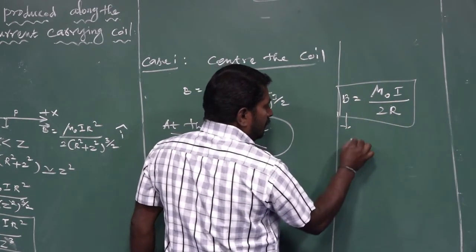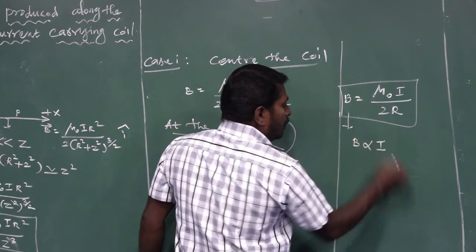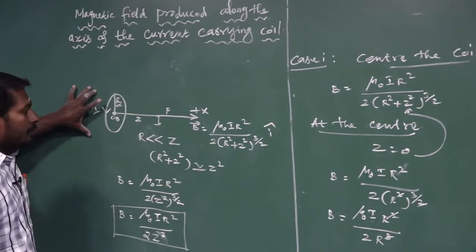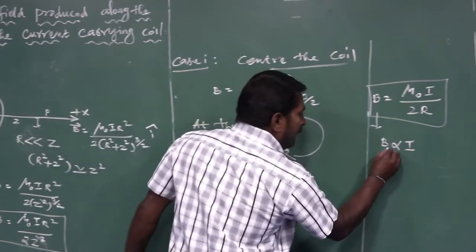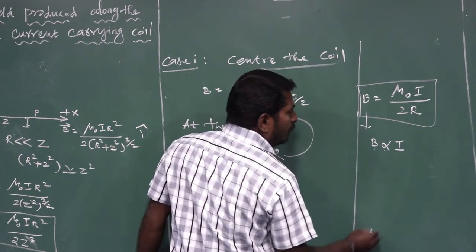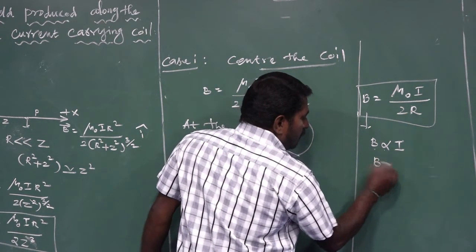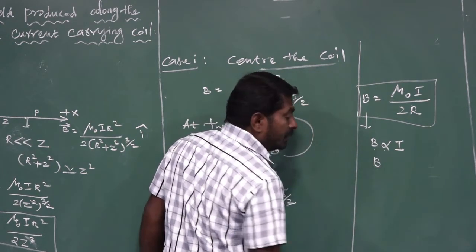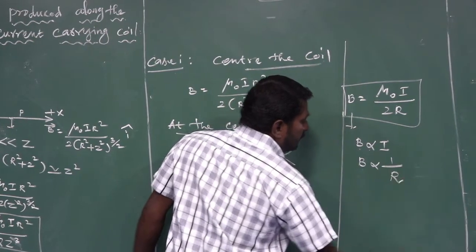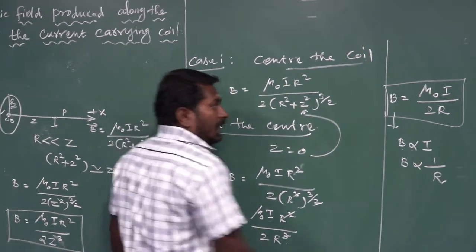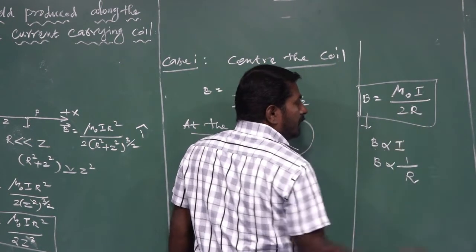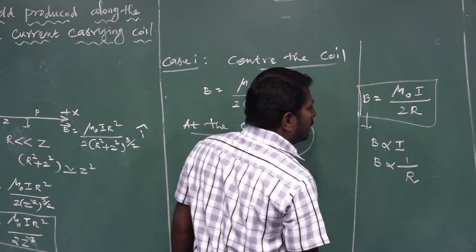From this equation, B is directly proportional to current. If the circular coil carrying current is kept in air medium, the magnetic induction at the center of the circular coil is directly proportional to the magnitude of current, and also inversely proportional to the radius of the circular coil, if the current through the circular coil remains constant.